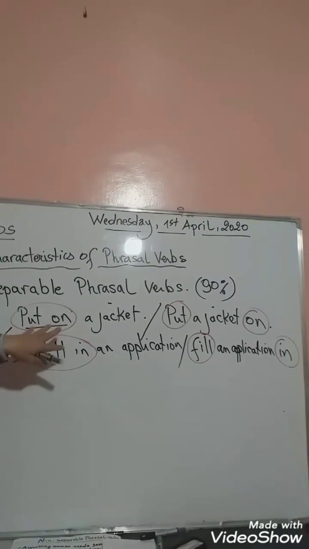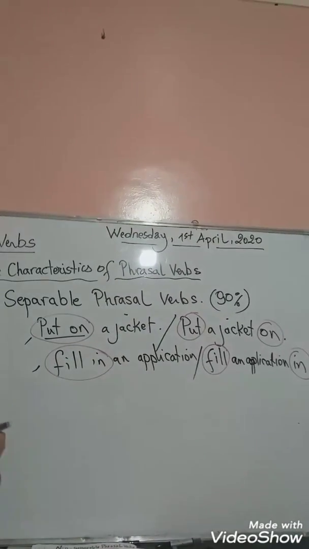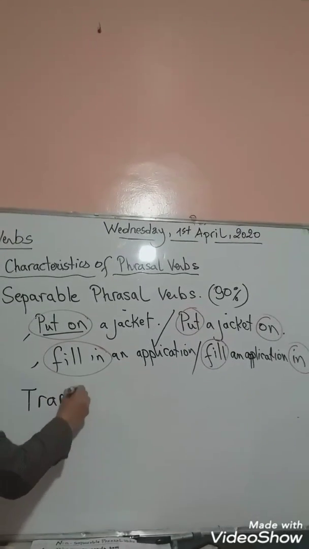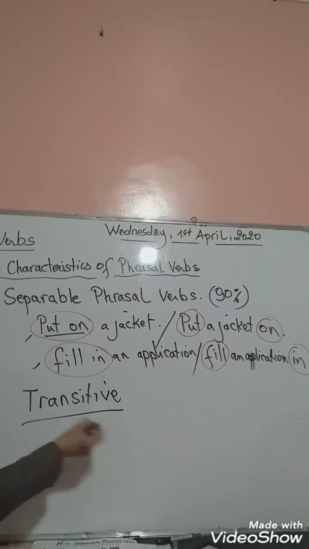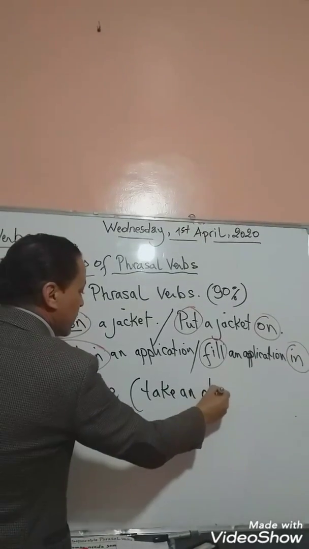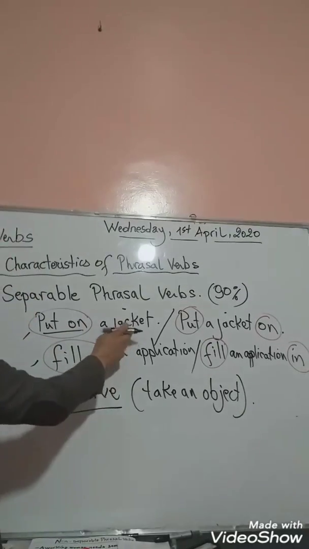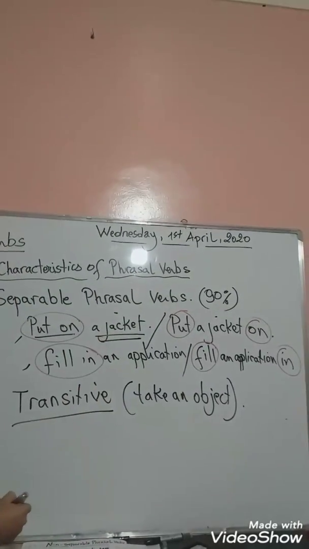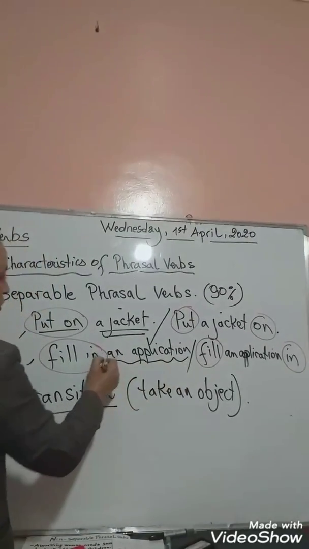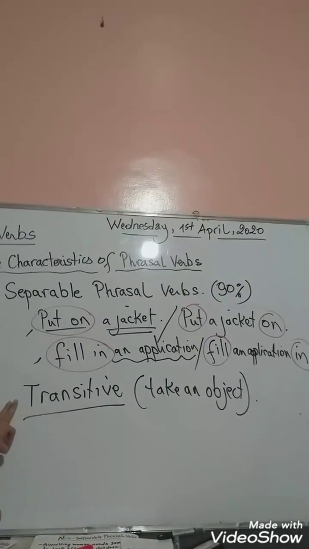But there is something that you have to know: these verbs which are separable are by nature transitive. What does it mean? Transitive means they take an object, a direct object. For example, put on what? Put on a jacket. Same thing, fill in what? Fill in an application. So they always need an object, and that's why they call them transitive.